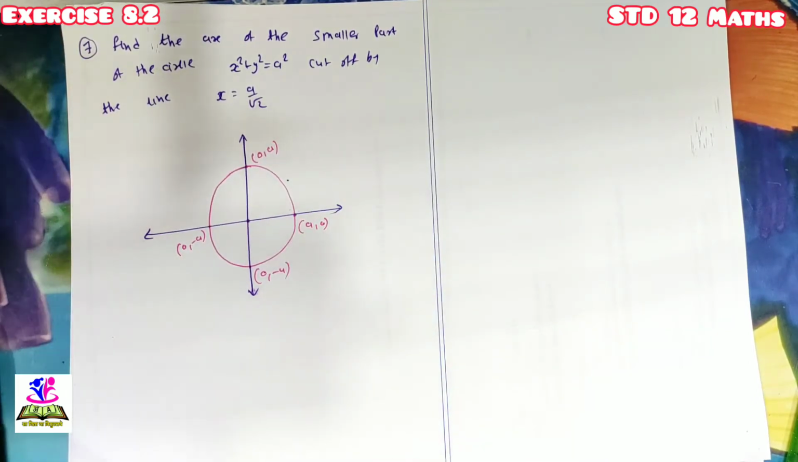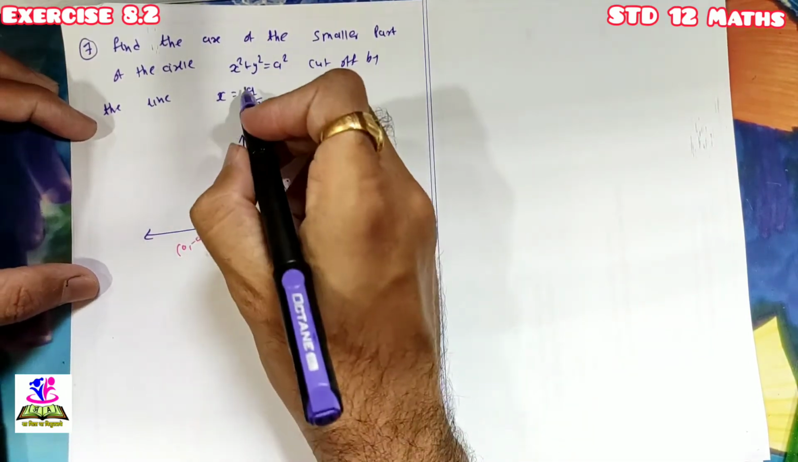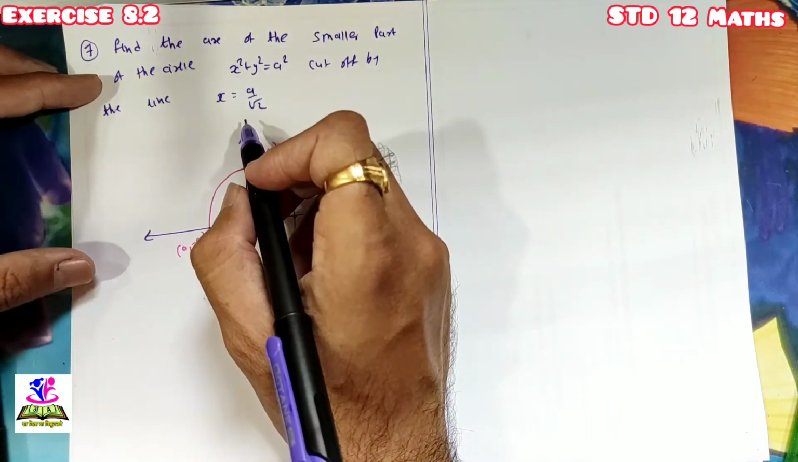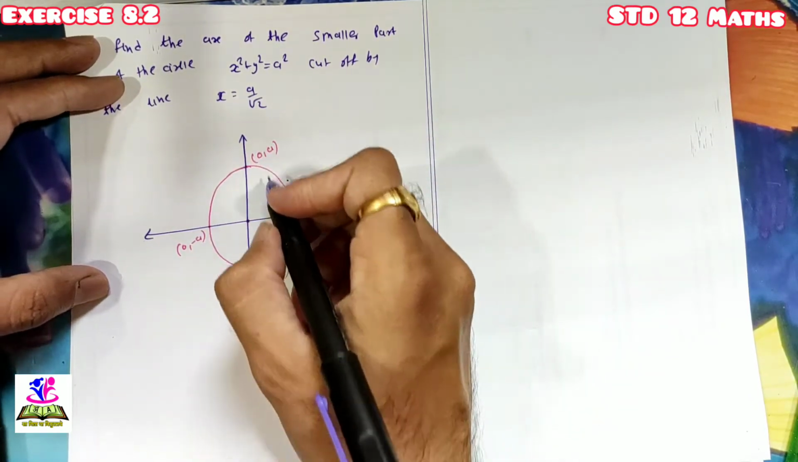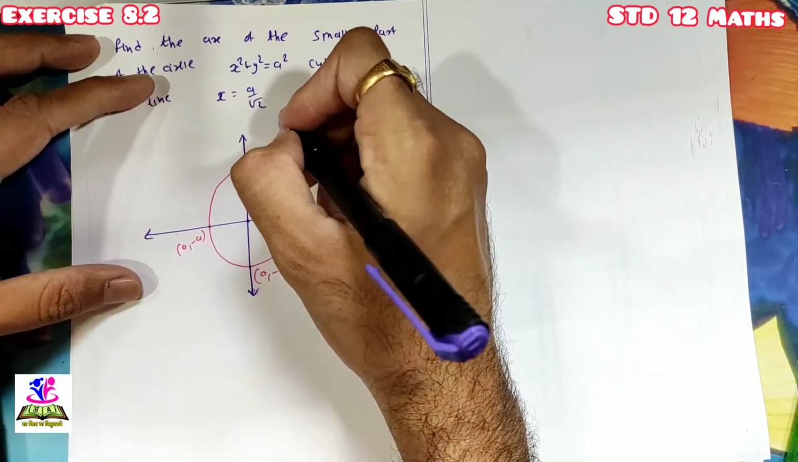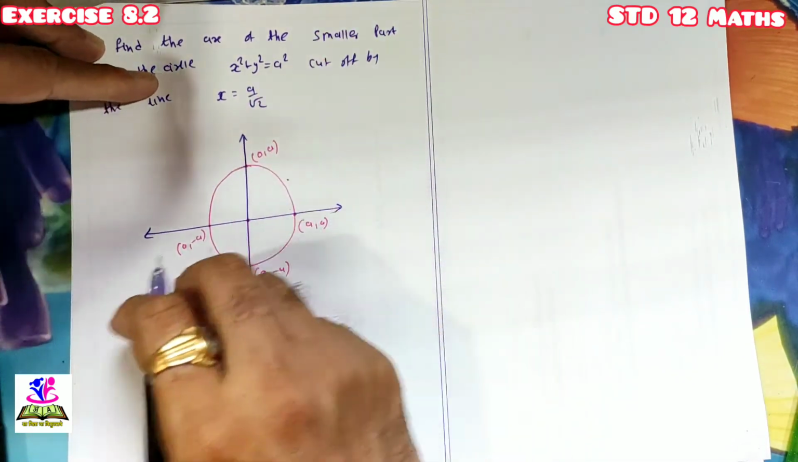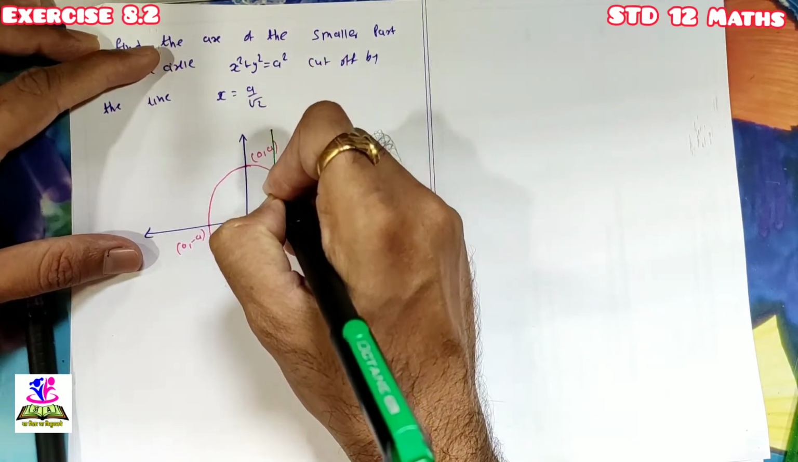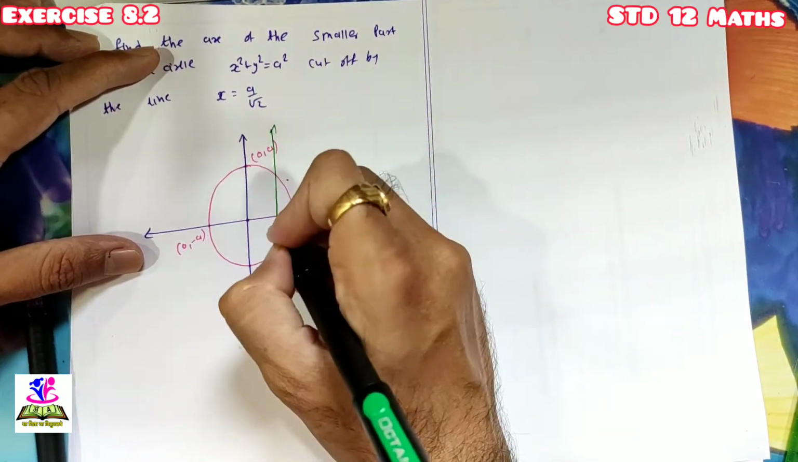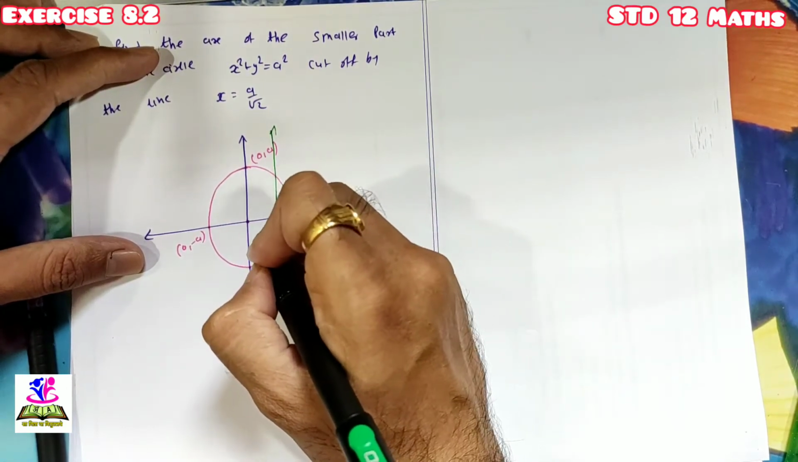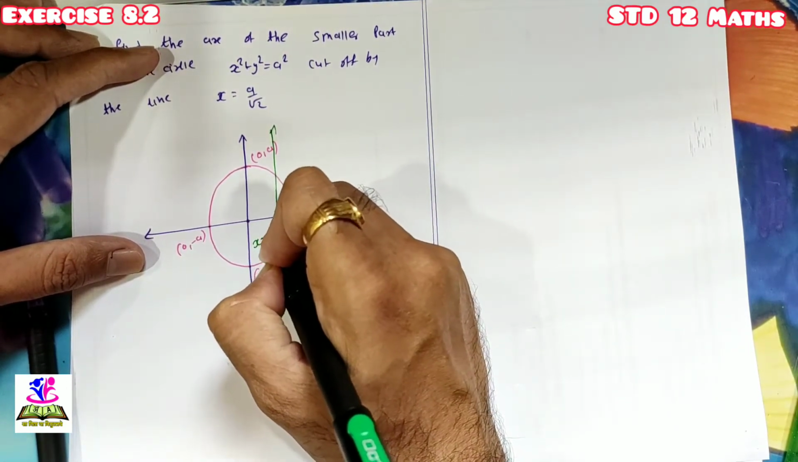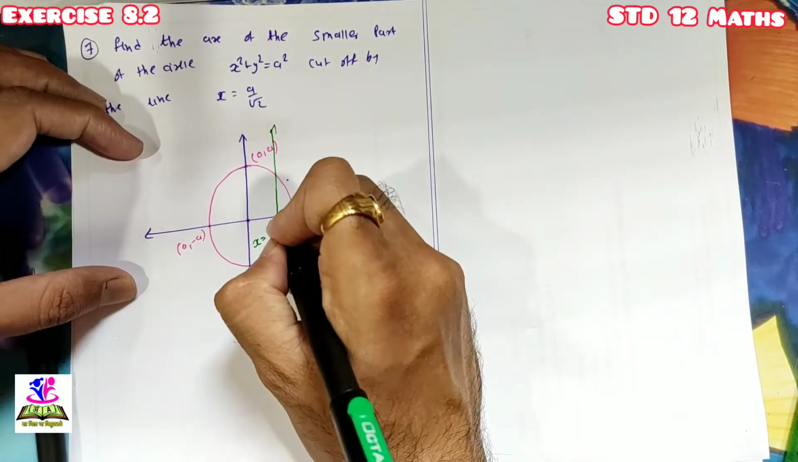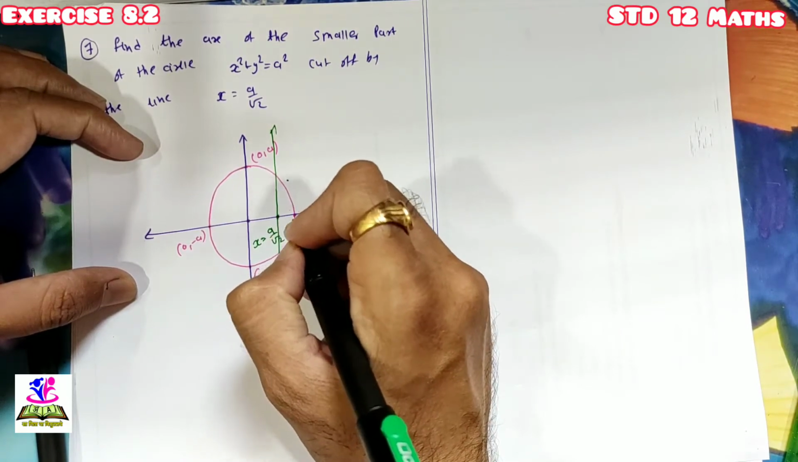So where will a upon root 2 come? The radius extends up to a, and the value of a upon root 2 will be smaller than a. So this line x equal to a upon root 2 is perpendicular to the x-axis, and it will cut the circle somewhere in between. So this one is x equal to a upon root 2. Coordinates of this point are (a upon root 2, 0).